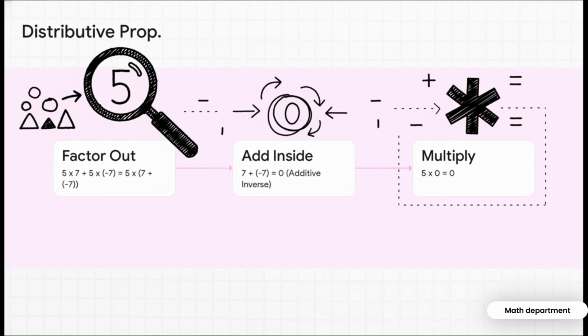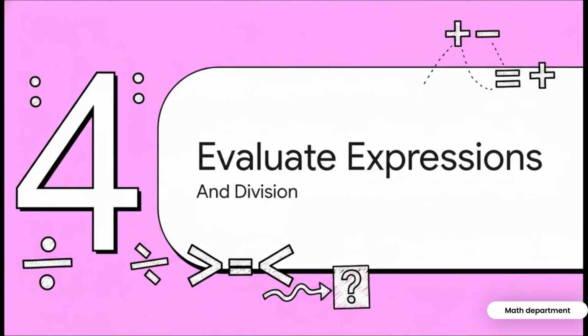Step 2. Take a look at what happens inside those parentheses. 7 plus its additive inverse, negative 7, is just 0. So step 3, 5 times 0 is 0. We completely skip the hard math just by understanding our properties. Almost there. Section 4, division and evaluating expressions.